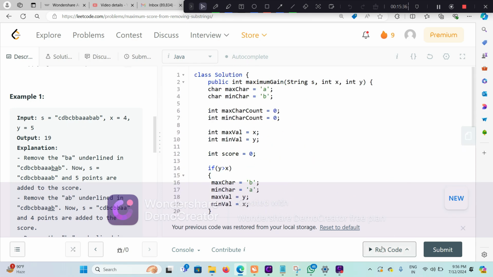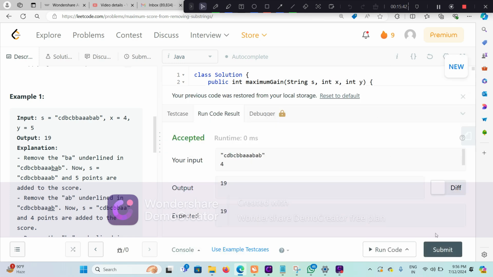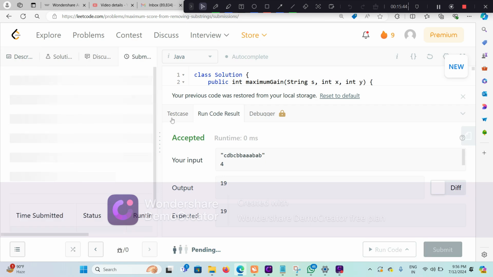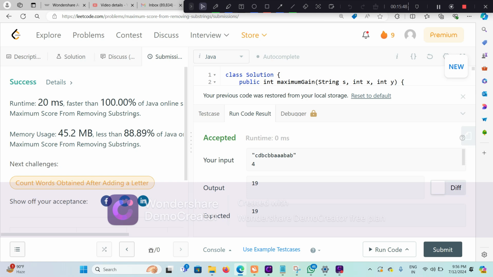So let me execute my code. So yeah, it is working. Let me submit it. So yeah, it is 100% faster.